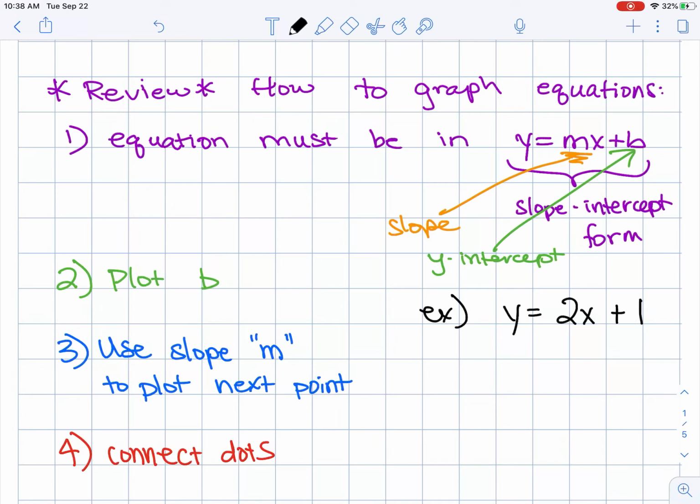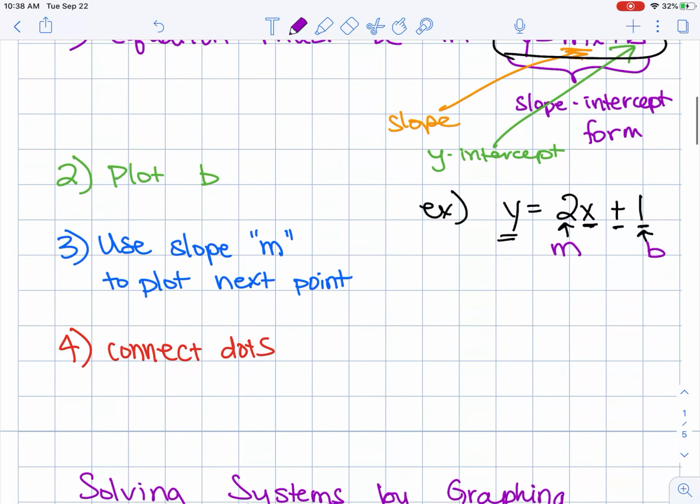So the first thing is we're going to make sure it's in y equals mx plus b form, and we're going to check it. Y equals mx plus b. So there we have it. We have the right form. Here's our m, and here's the b. And then we're going to plot b.